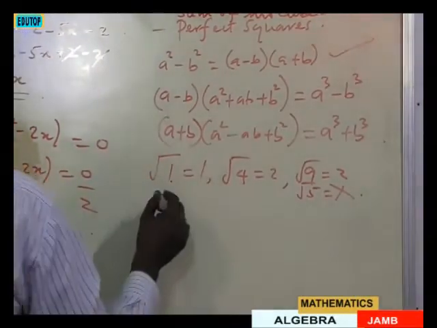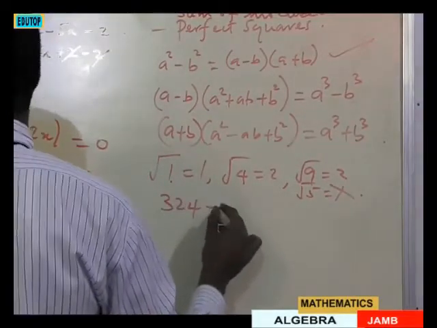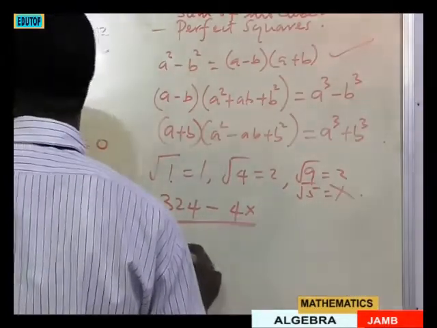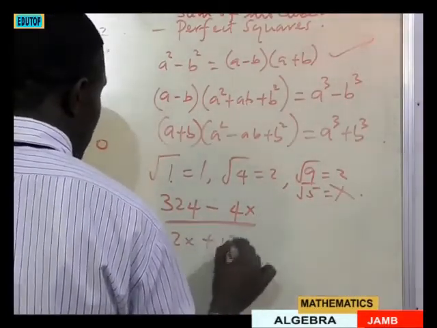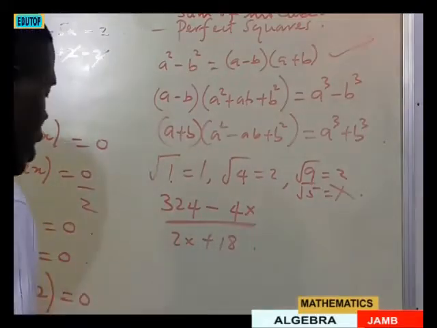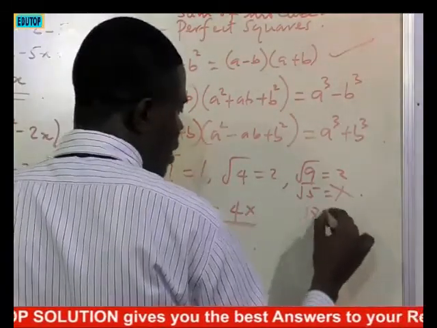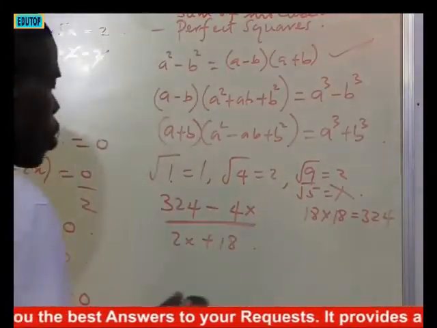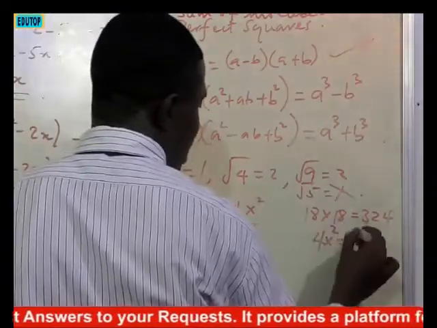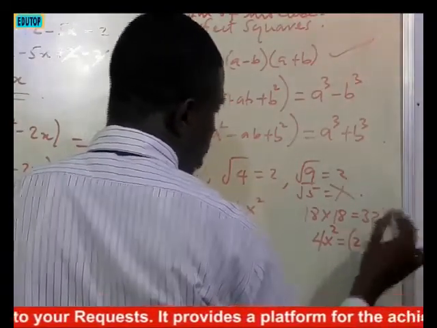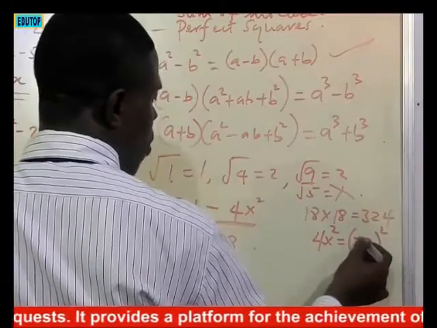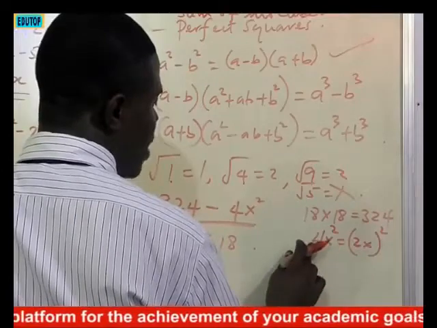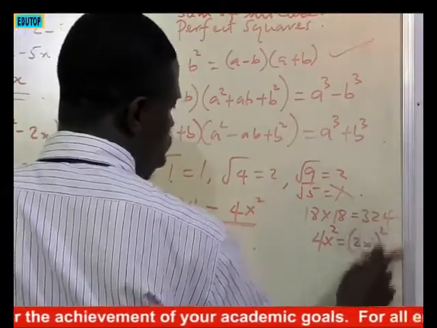So we are asked to simplify 324 minus 4x squared, divided by 2x plus 18. It should be noted that 18 times 18 is 324. That's the first thing we should note. We should also note that 4x squared can be written as 2x all squared, because when these two come on this 2, it becomes 4. When these two come on this x, it becomes x squared. So that means we can write 4x squared as 2x all squared.